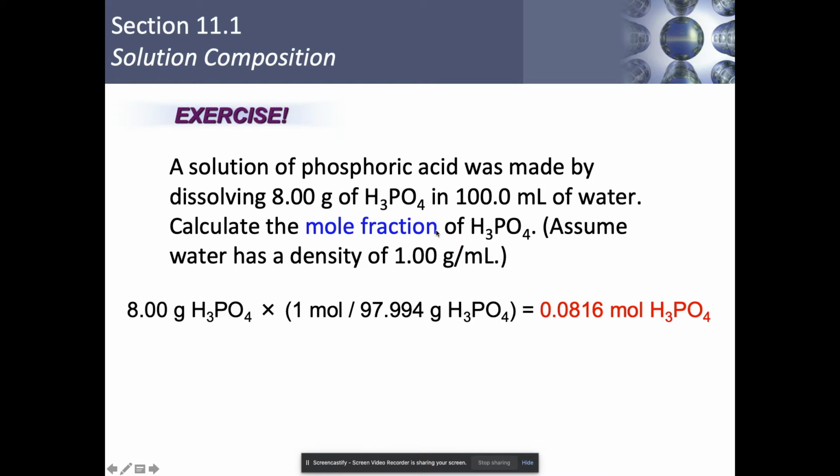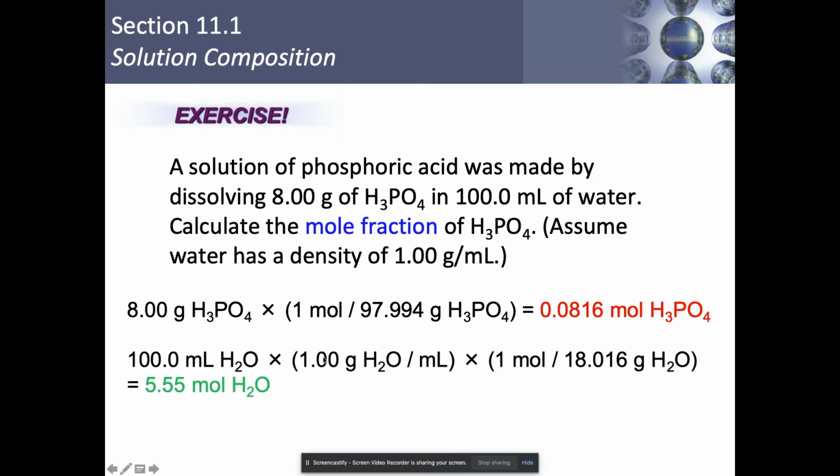Now remember, it's asking for the mole fraction though. So I need to calculate the mole fraction. I only have right now X sub A. I don't have the total number of moles. So we also have 100 milliliters of water. Again, we're assuming that the density is still 1 gram per milliliter. So when I do my math here and I divide by my molar mass of water, I end up getting 5.55 moles of water. Now that kind of makes sense, right? If you're making a solution, you're going to have more water in it than you are your solute.